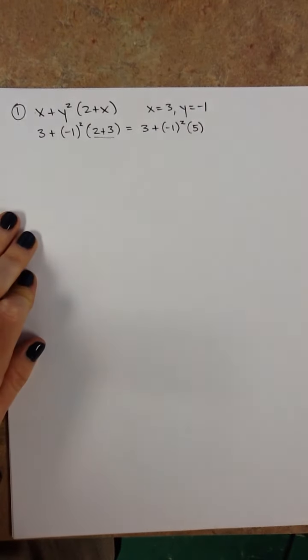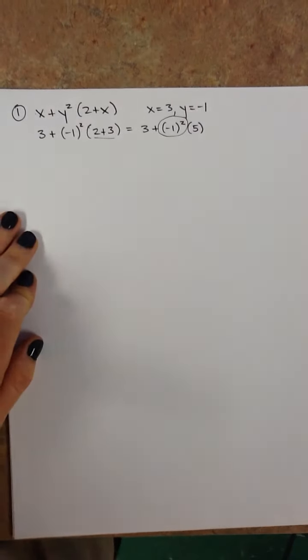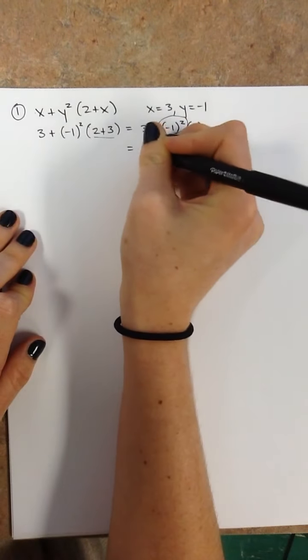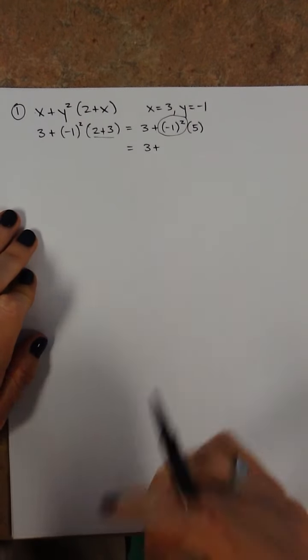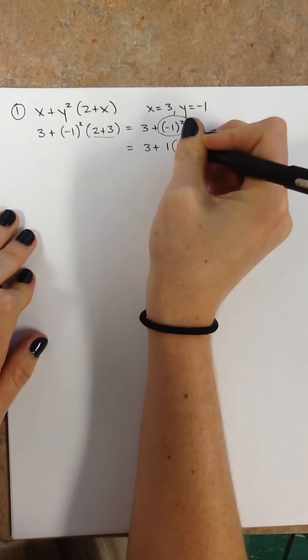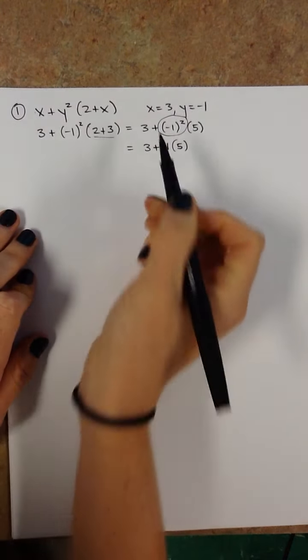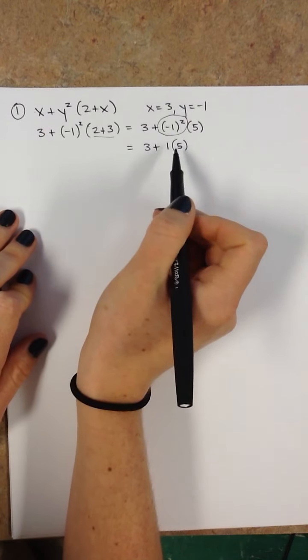Next in the order of operations is exponents, so I need to evaluate this exponent right here. That will equal 3 plus, and then -1 squared. When I take a -1 and square it, it comes out positive. So that's going to be a +1, and then times 5. The implied operation here, 1 and then a 5 in parentheses, is implied multiplication.